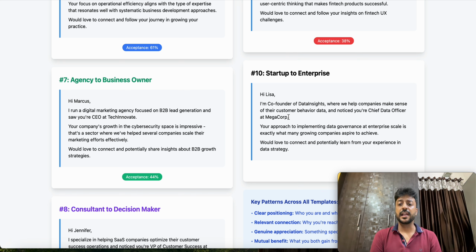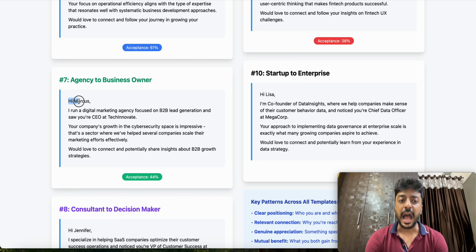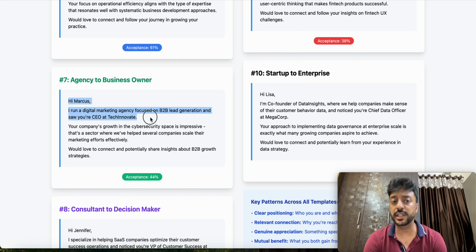So if you're selling your agency services to business owners, then you can use such stuff where, hi Marcus, I run a digital marketing agency focused on B2B lead generation, and I see you are CEO at Tech Innovate. Your company's growth in the cybersecurity space is impressive. That's a sector where we have helped several companies scale their marketing efforts effectively. Would love to connect and potentially share insights about B2B growth strategies.